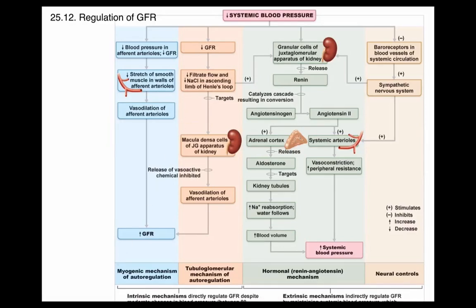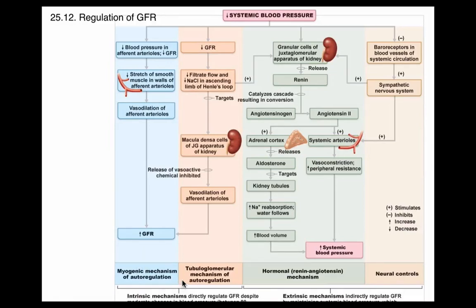So, for example, if systemic blood pressure goes down, that's also going to decrease the pressure of the afferent arterioles. So you decrease the stretch of the smooth muscle in those vessel walls, which will cause them to dilate. By dilating those, that's going to help to send more fluid through the glomerulus, so that's going to increase the glomerular filtration rate. Again, that's called the myogenic mechanism.